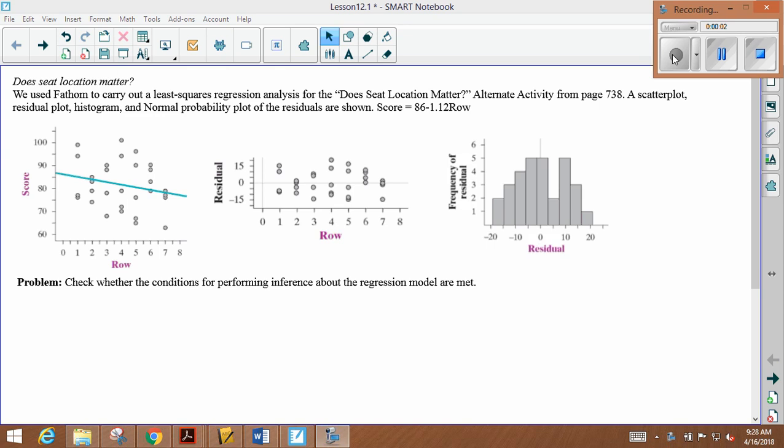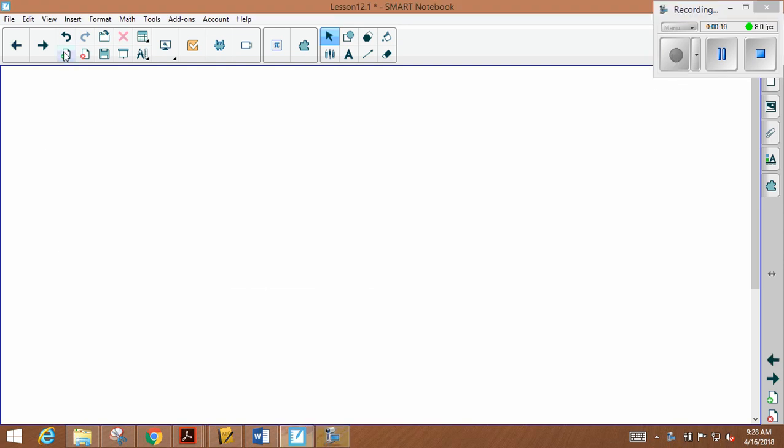All right, so in order to do this, first thing we have to do, right, to check whether conditions for performing inference are met, you got to know what the conditions are. So let's talk about that real quick. Conditions for inference. And let's also talk real quick about the sampling distribution of slope. So before we can get to this problem, let's look at the.